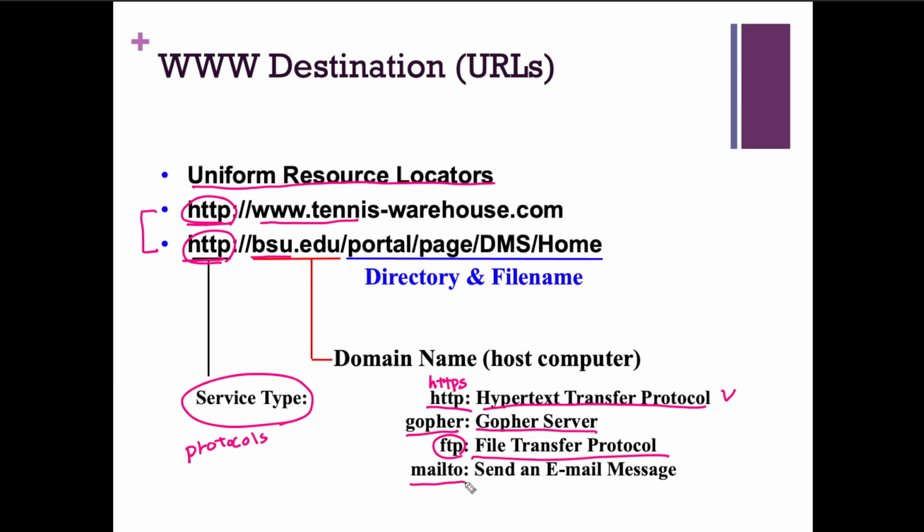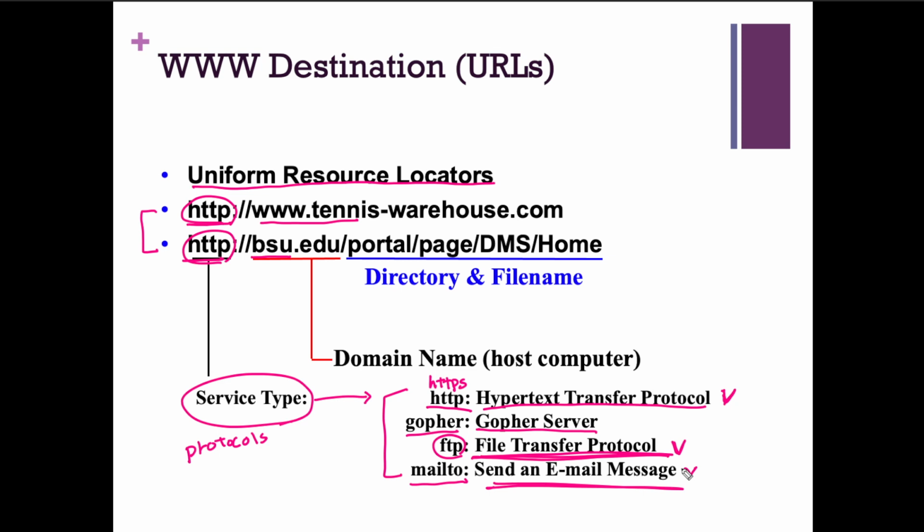Or mailto is another protocol that we can use to share emails over the internet. So we can send an email or receive an email because of this protocol. These are only a few of the service types that we can use with the internet, but there are so many. In this class, try to remember these two. First, the most important, HTTP. Then we'll do a little bit of file transfer protocol, and then a little bit of email.